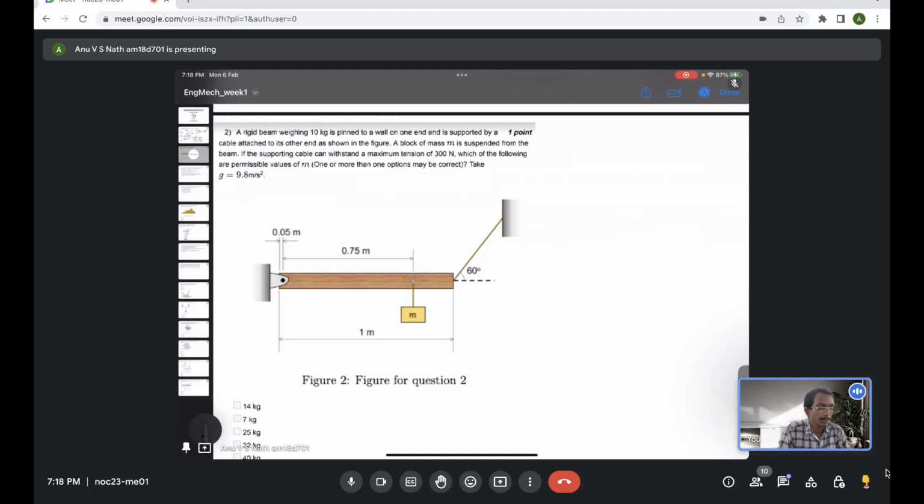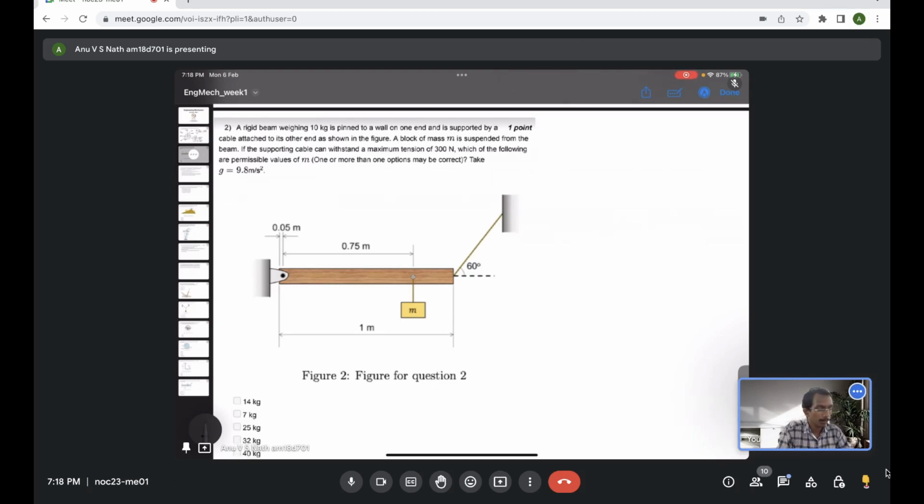m? There are 5 options given: 14 kilogram, 7 kilogram, 25 kilogram, 30 kilogram, 40 kilogram for the permissible values of m. We expect more than one solution to be correct. This is an MSQ type question.